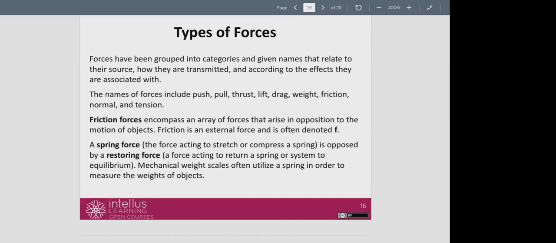We also have spring forces and restoring forces, but we'll talk about those much later when we talk about Hooke's law and harmonic motion and pendulums and so on and so forth. We'll get to see that later on, so I won't focus too much on it now.